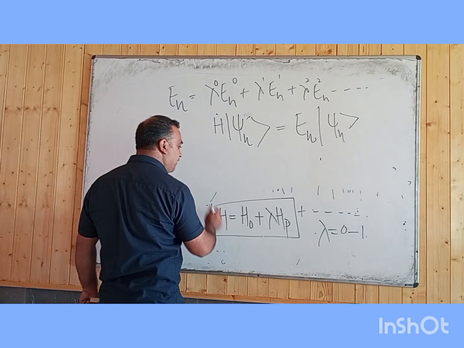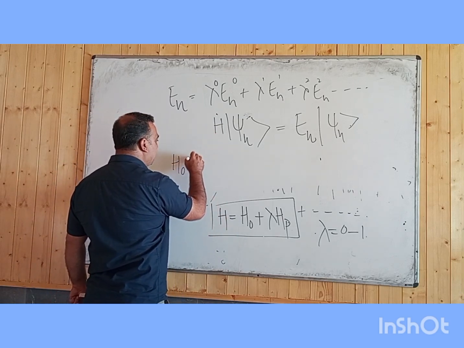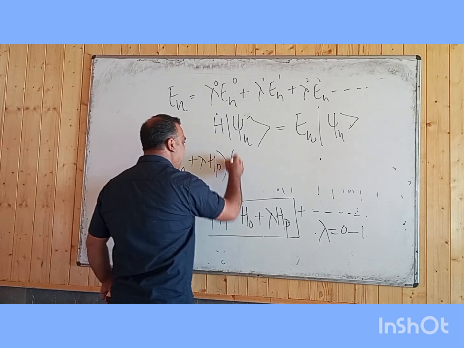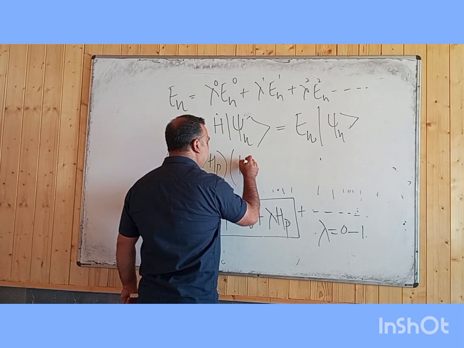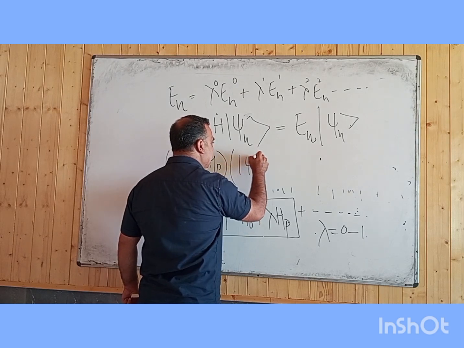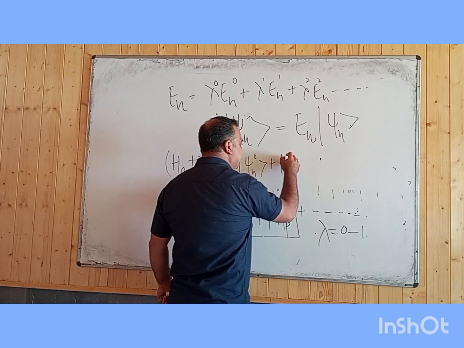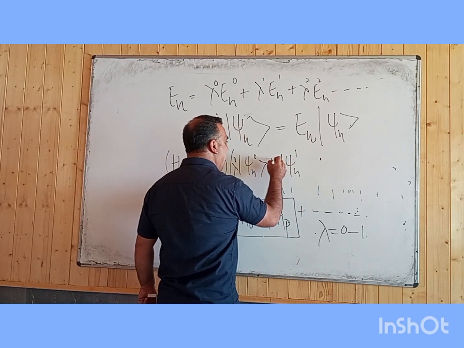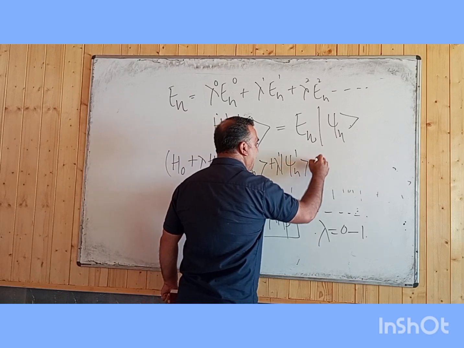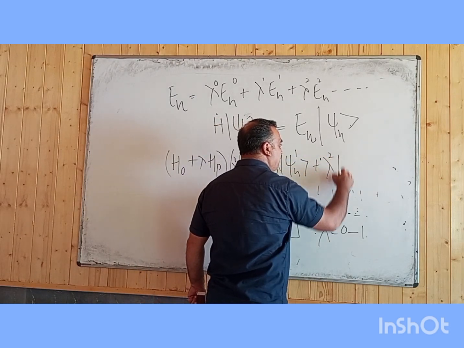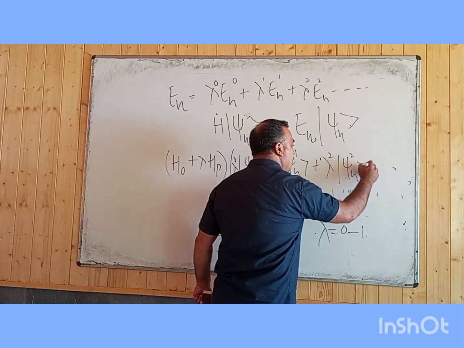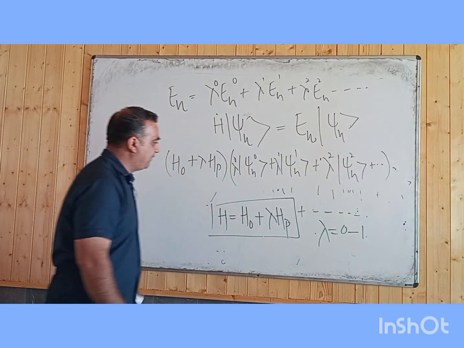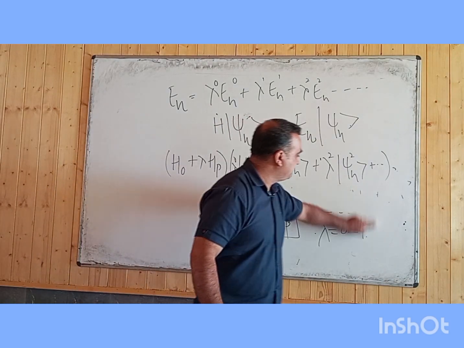So instead of this Hamiltonian, I'm going to write H naught plus lambda H p, times psi n 0 plus psi n 1. I have lambda raised power 0 here, I have lambda raised power 1, and I have lambda raised power 2, psi n 2, and so on and so forth. I will close the brackets, am I right? Yes, sir. Okay, so I would like to rub this.